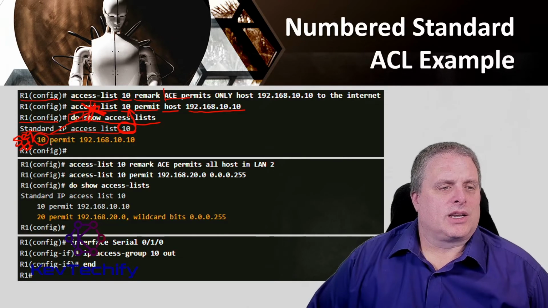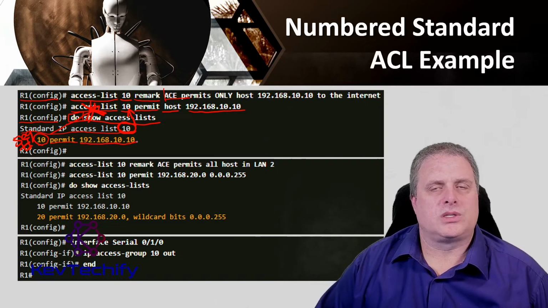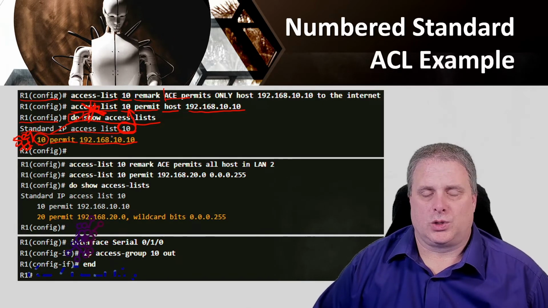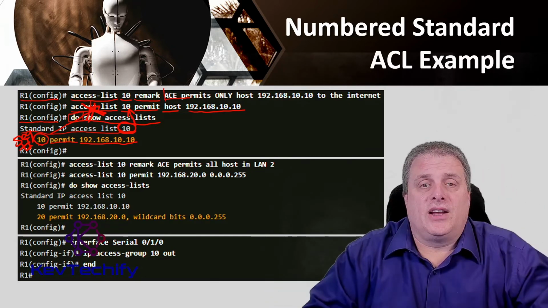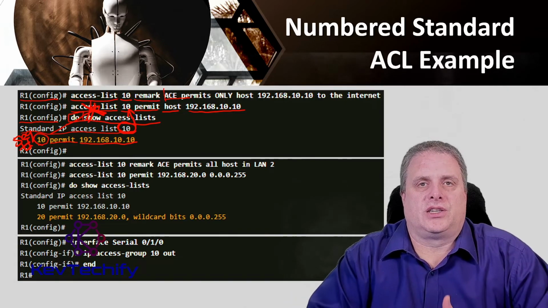And there is the command we entered, permit, and then the host IP address, the one we're allowing. That is what our access control list looks like now. Okay, we have that entered. Let's say all of a sudden we decided, hey, we have to add something else into this access control list.